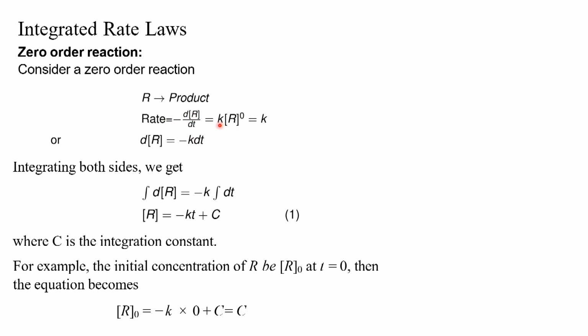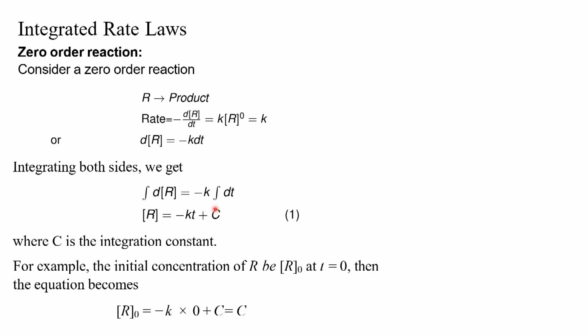So this equals k times concentration of R raised to the 0, because this is the order, 0th order reaction, so we write k. So d concentration of R gives minus k dt. We just cross multiply here. So minus d concentration of R gives minus k dt. Now, if we integrate both sides, we get concentration of R equals minus kt plus c, where c is the integration constant.